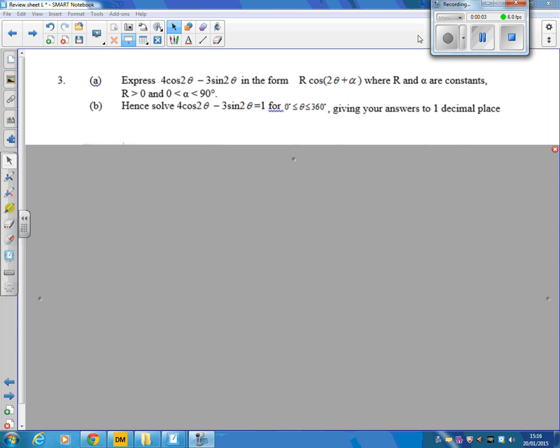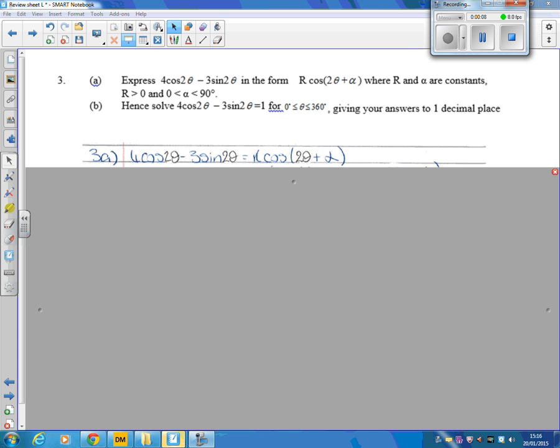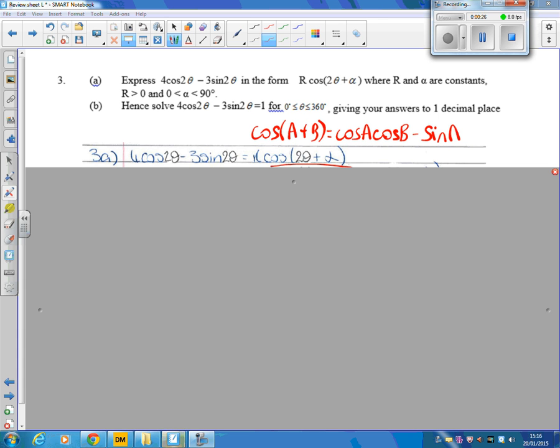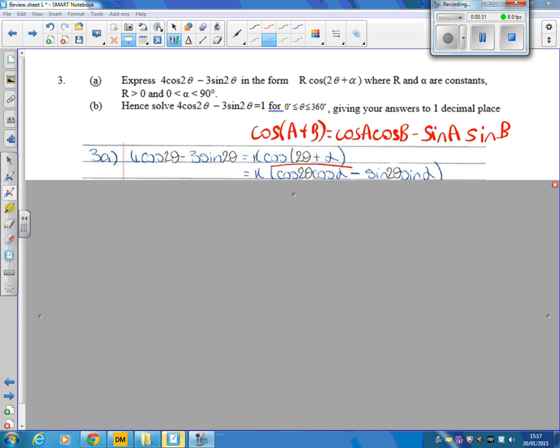Review sheet L question 3, and we're going to start off writing 4 cos 2 theta minus 3 sine 2 theta in the form r cos(2 theta plus alpha). Let's expand this using the formula from the formula book. So cos(A plus B) is cos A cos B minus sine A sine B. So making A 2 theta and B alpha, we get that.